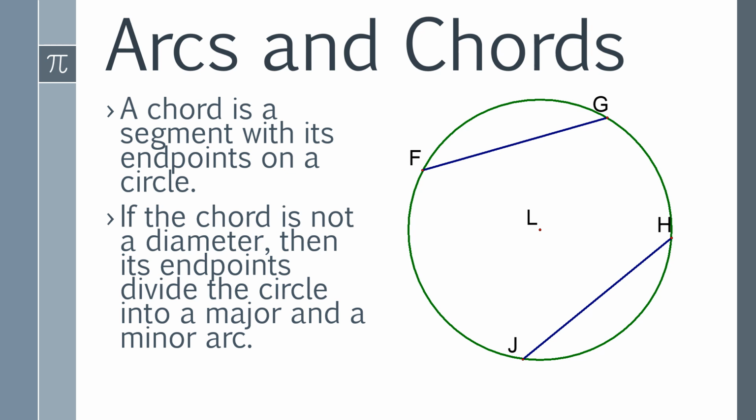Okay, so arcs and chords. A chord is a segment with its endpoints on a circle. If the chord is not a diameter, then its endpoints divide the circle into a major arc and a minor arc. So we can look here. This chord FG divides the circle: we have arc FG as the minor arc, and the major arc is arc FJG.